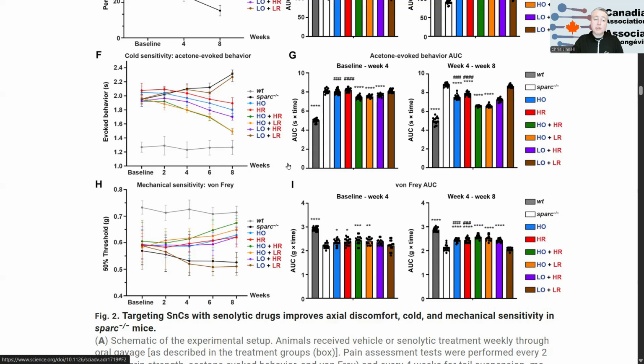In the mechanical sensitivity test in H and I, whereby a thin wire is run over the hind paw of the mice, higher is better, as can be seen by the wild type mice at the top here. And once again, the untreated and low dose combination group performed worst, while the high dose combination group performed best, as can also be seen by the bar graphs on the right here.